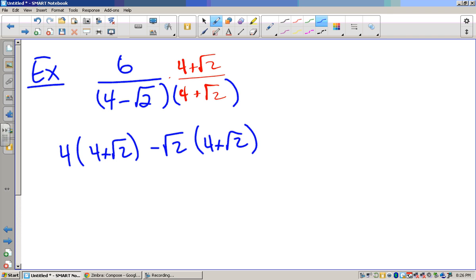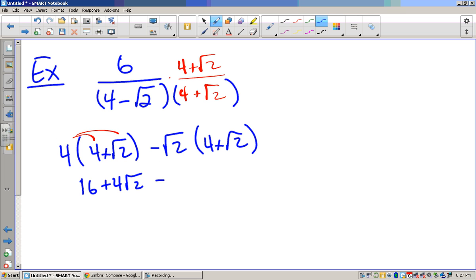Okay, so let's tackle this. Again, don't be scared of all this stuff. It's not too crazy. It just looks weird. So we distribute the 4's in. 4 times 4 is 16, and then plus 4 times the square root of 2 is just 4 times the square root of 2. I can't do 4 times 2 because this guy doesn't have a radical. So there's the first one.